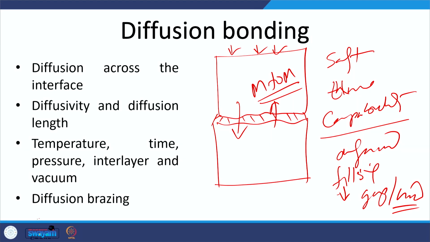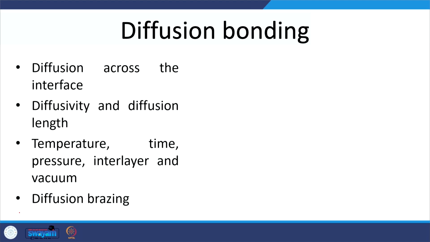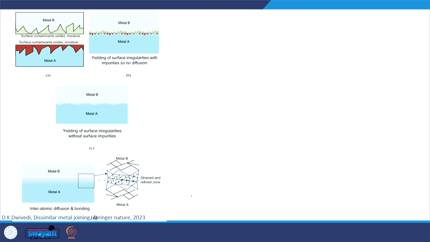So, whenever an interlayer is used, it facilitates diffusion. It reduces the time required for diffusion bonding because of the increased metal to metal contact during the bonding. There are certain stages in diffusion bonding, which we can see here. Initially, the two surfaces, metal A and metal B, have a lot of peaks and valleys, and apart from that, a lot of impurities present in the form of surface oxides and moisture.